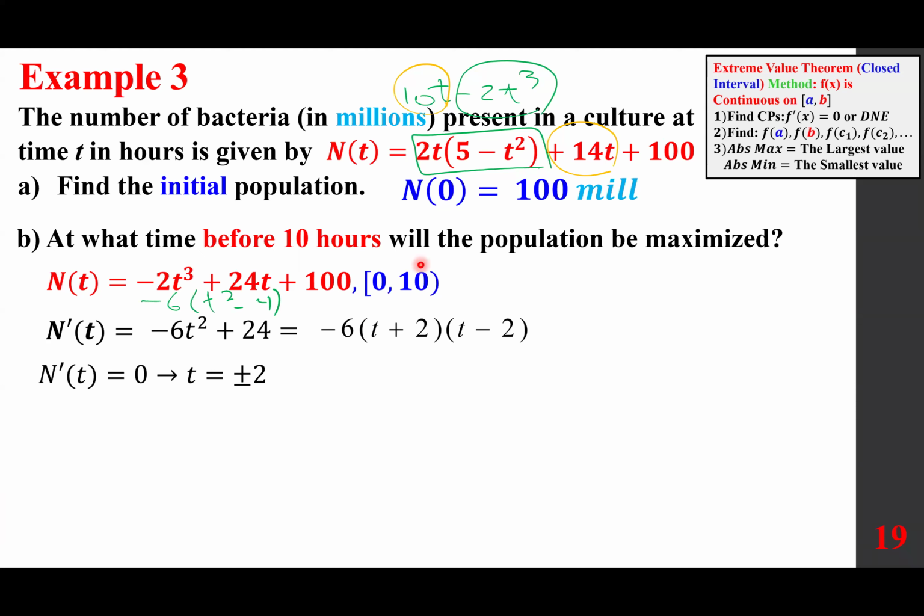Can we use both? No. Negative 2 cannot be used. We can only use t equals 2. This must be the point that we check also. But let's look at the first as well as the second derivative test to see what they indicate. So if you go with the first derivative test, which means a number line from negative infinity to positive infinity, we're going to go from 0 to 10 because of this restriction.